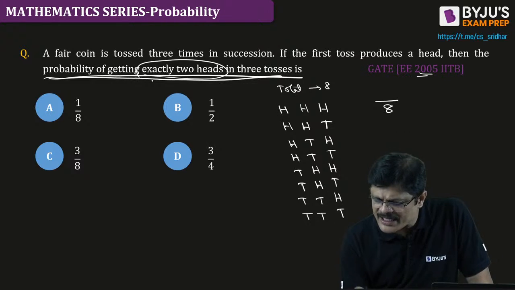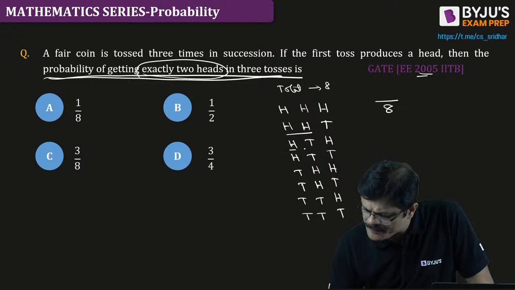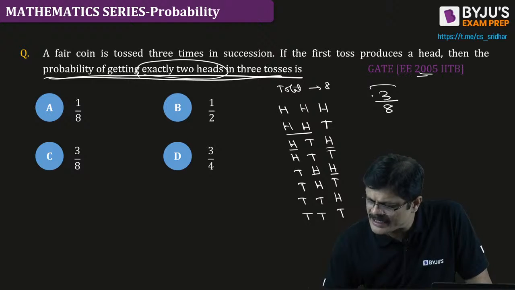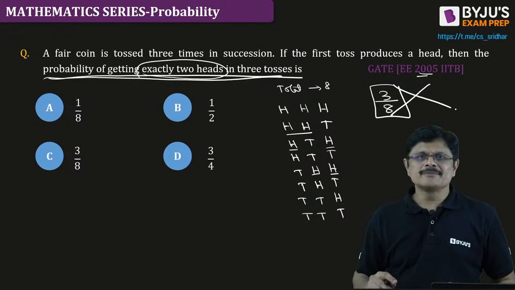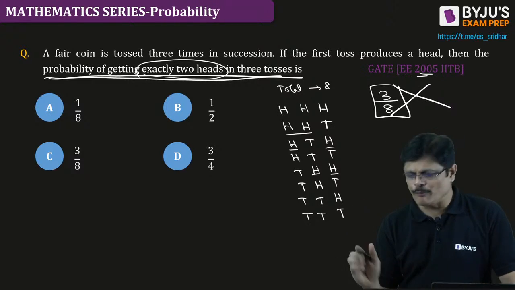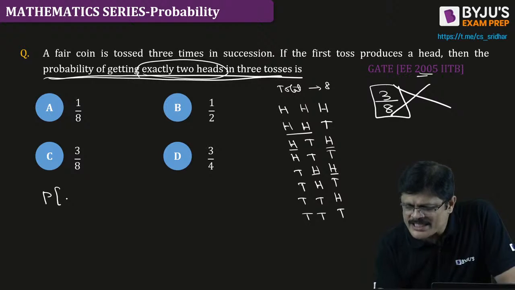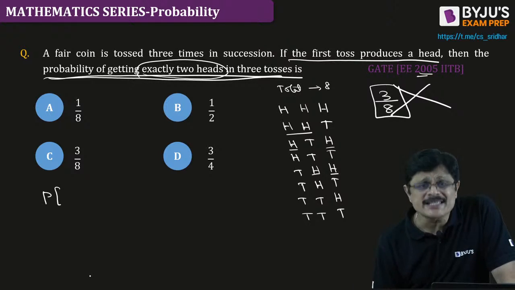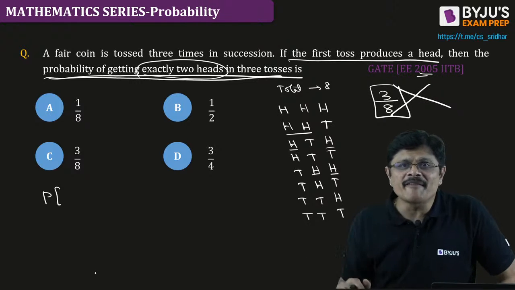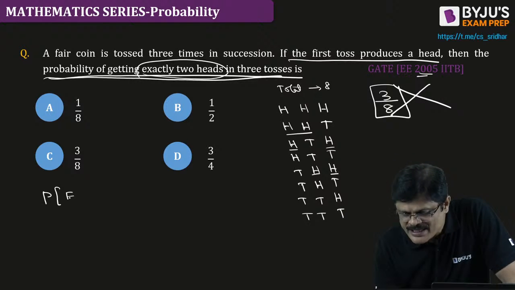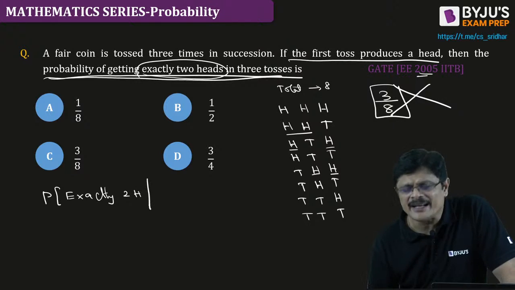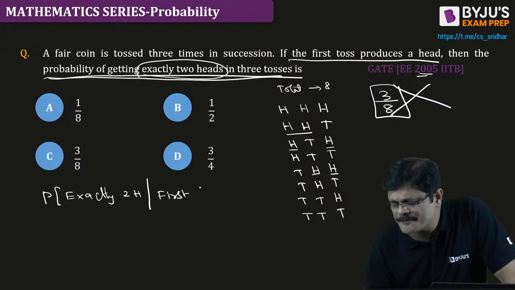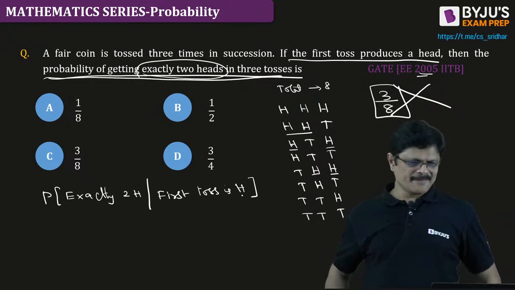Normally if you read this problem from here, most of the people say the denominator is 8. Exactly 2 heads, they read it. So they say exactly 2 heads: 1, 2, 3. 3 by 8. I think most of you might have given an answer like this, but which is a blunder, because you read the question wrongly. What he says is, if the first toss produces head, what is the probability of getting exactly 2 heads? So the question is: what is the probability of getting exactly 2 heads when the first toss is head? This is the question, sir.